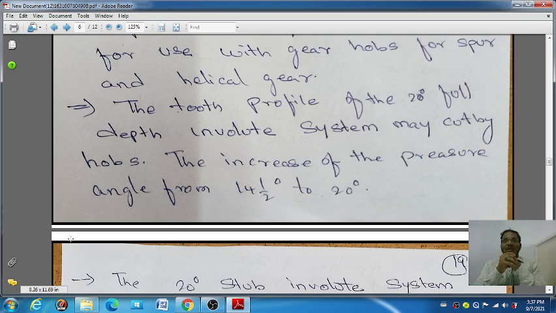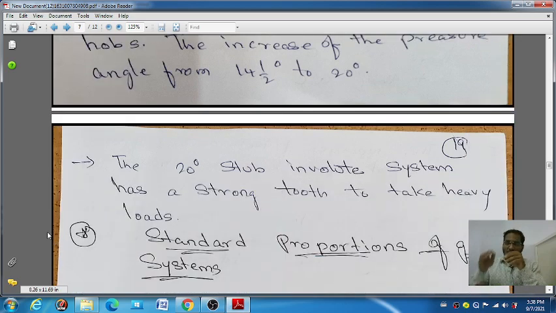It means the cut section of the surface of the gear is fully involved in the total gear system. It gives the pressure angle increase from 14 1/2 degree to 20 degree. That is your third one. And the last one is the 20 degree stub involute. The system has a strong tooth to take heavy loads.